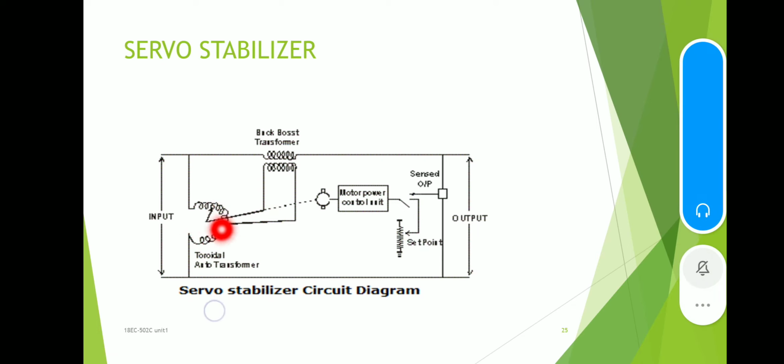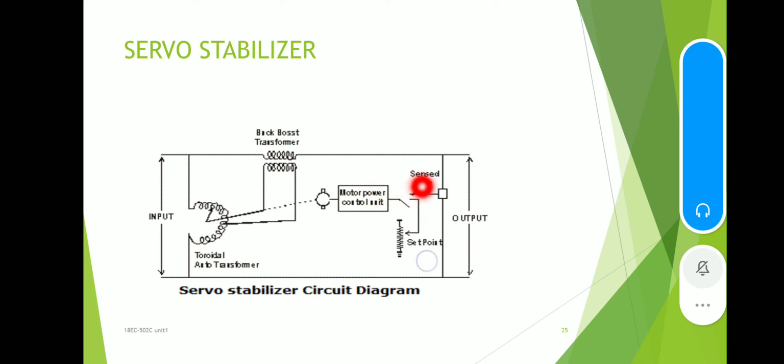There is a servo motor, and by running it clockwise or anti-clockwise, this shaft is moved to increase or reduce the number of windings in the auto transformer. And there is a power controlling circuit, along with the motor. This circuit senses the output, measures the variations of the output, and sends a signal to the motor to make the desired changes. This is the construction of the servo stabilizer.